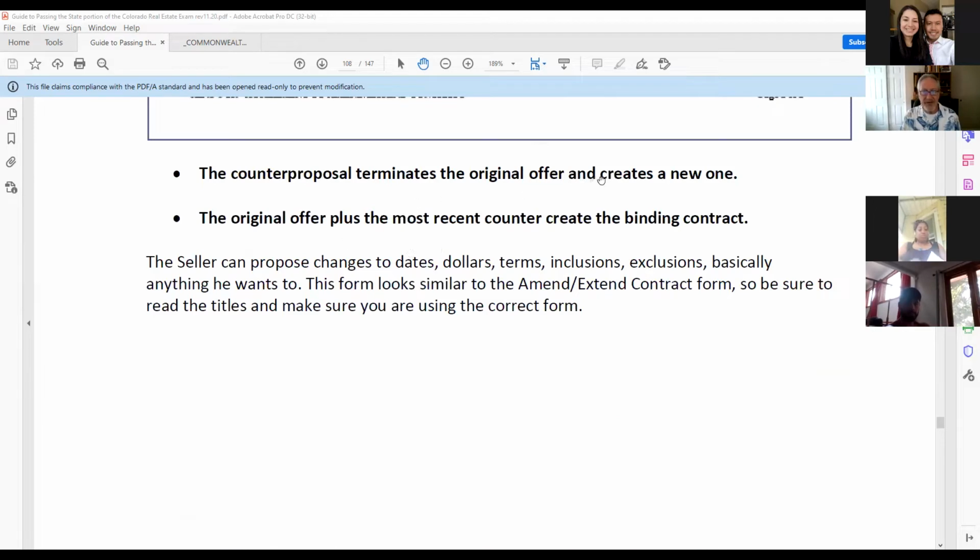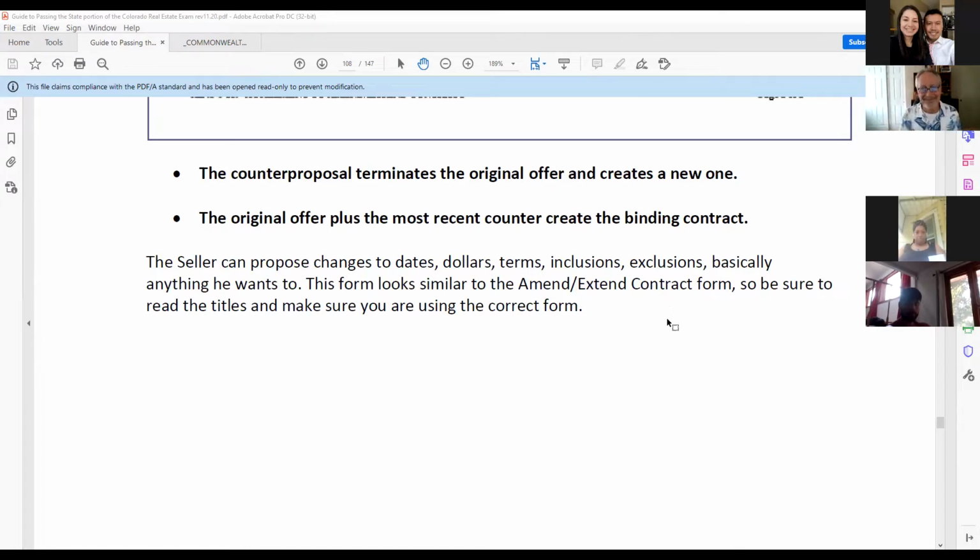Counter proposal termination: the original offer creates a new one. Original offer plus the most recent counter creates the binding contract. So this speaks to the negotiation piece in a transaction, where your buyer makes an offer, the seller counters, the buyer counters to that, the seller counters. I mean, it's a fierce negotiation going back and forth. Does that happen sometimes? Sometimes it does. Here's the challenge though for agents. When it's all said and done and the dust settles, what's the agreement? Is it all the negotiations? Is it the accumulation of all those negotiations strung together?